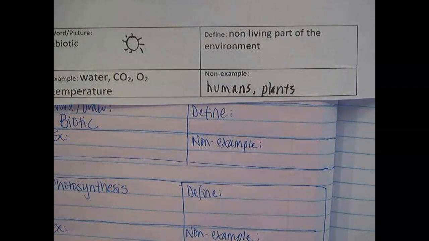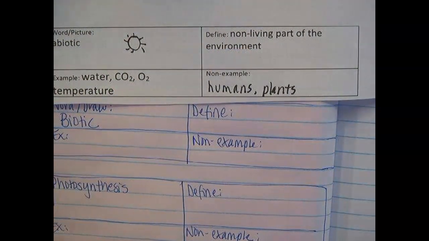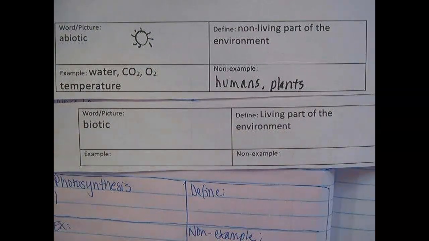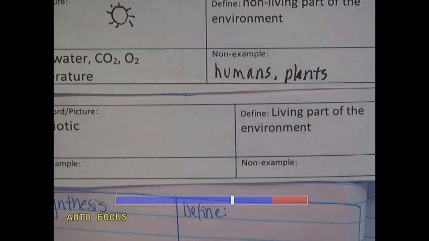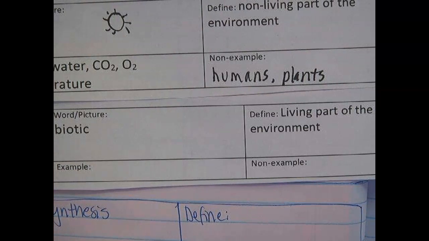So our second word today is going to be biotic. And if we said abiotic was the non-living, and we said bio means life, well then biotic are the living parts of the environment. So you can see that a little bit better. So biotic, living parts of the environment.